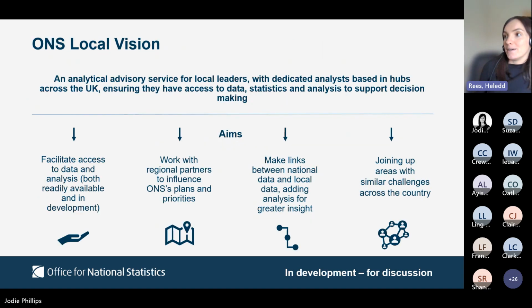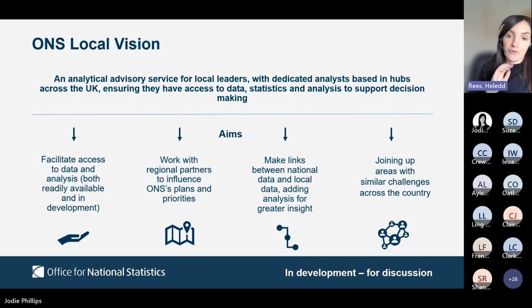So next then, we've got more specifically, the ONS Local vision. So I've covered a bit of the wider context, but this is our team's vision, so what we aim to do. So it's basically set up to create this analytical advisory service for local analysts and decision makers, and making sure that there's access to data and the insights that people need. So there's 4 aims to the service that we've got on this slide. So the first then is about access to data and analysis. So there's lots of feedback about the data landscape in ONS being quite challenging to navigate.